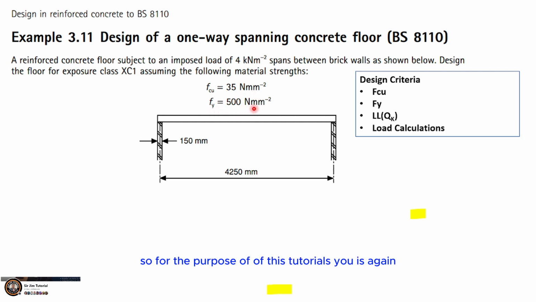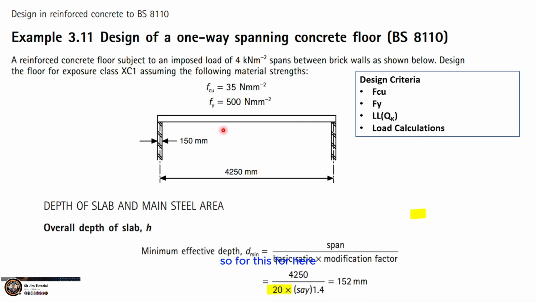For the purpose of these tutorials, again, as I said, the first thing that you're going to do is to come up with your design criteria, which I've already presented here: your fcu, your fy, your live load or your imposed load, and then your load calculations. So here, the depth of the slab and the main steel area is the first that you're going to check or calculate.